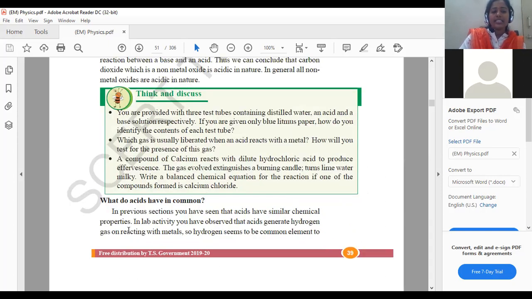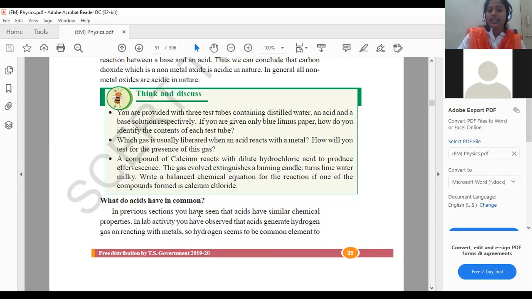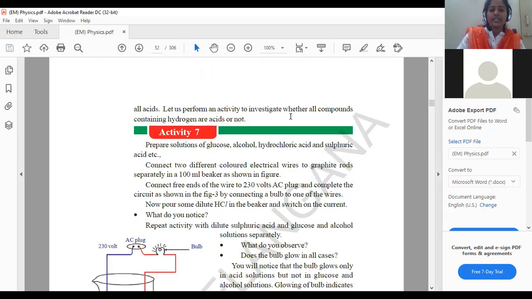That was completed. And the next activity: what do acids have in common? Any acid in these concepts we discussed has free H plus ions. They liberate H plus ions. Then only all these reactions are possible. Acids are in accordance with Arrhenius only, not in accordance with Lewis. The Lewis concept is entirely different, right? In accordance with Arrhenius, an H plus ion donor is said to be an acid. It is a common substance which should be present in the given compound, right? So the common element in acids will be hydrogen, but are all compounds containing hydrogen acids or not?